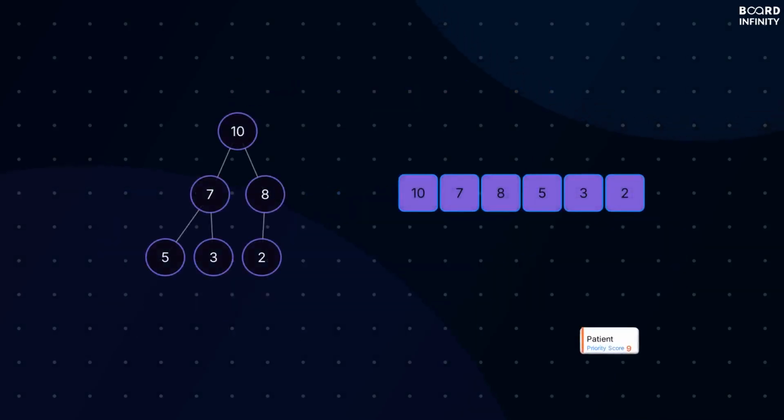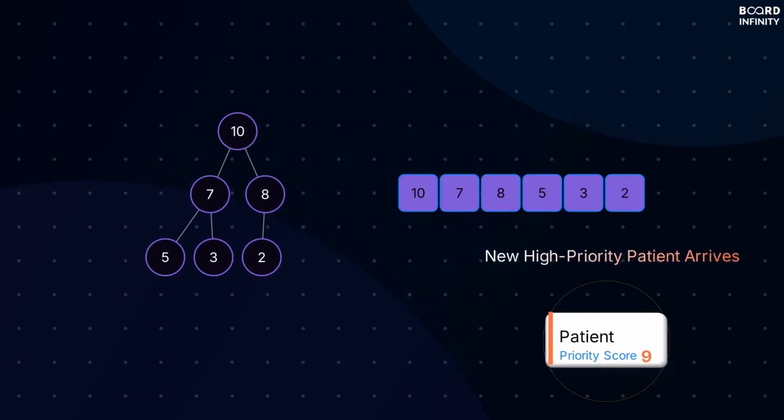Heaps stay organized through two core operations, insertion and deletion. Let's watch these operations in action and see how heaps maintain their structure dynamically.